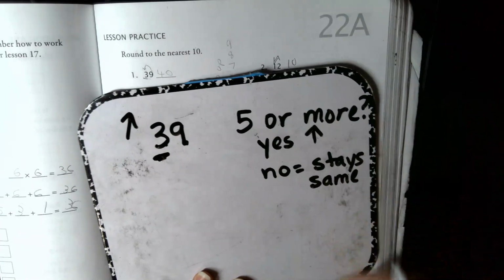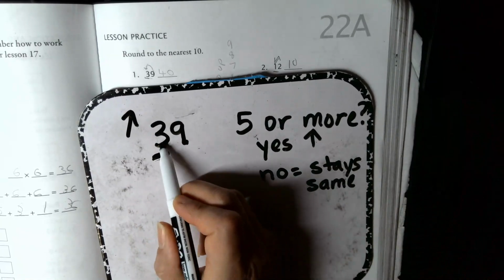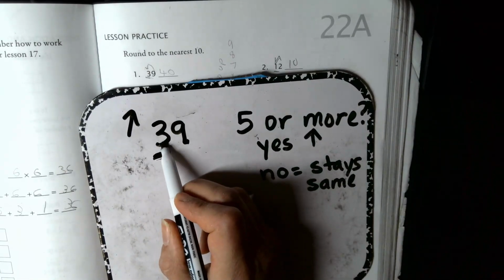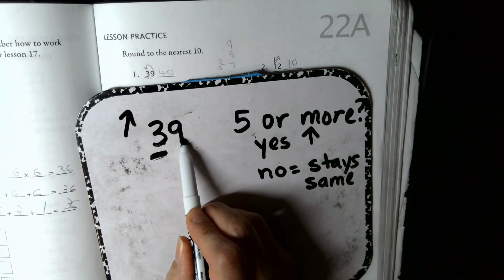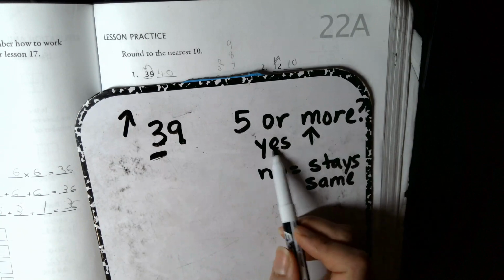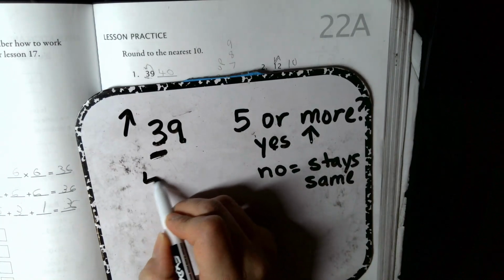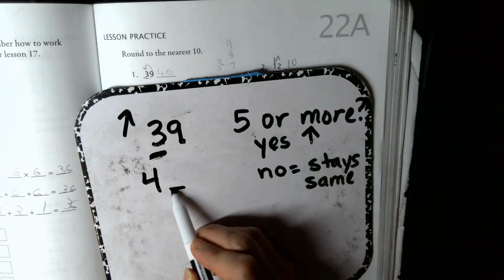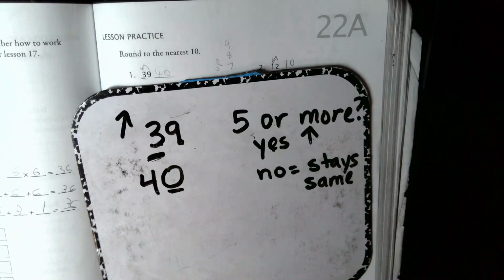Okay, so we're going to look at 39. We're rounding to the nearest 10, so we're looking at the 3, and we're saying, does this one go up or down? Well, it's a 9. 9 is 5 or more. Yes, it is, so it's going to go up. So the 3 becomes 4. And what happens to the number next to it? Does the 9 stay there? No. It just becomes a 0.